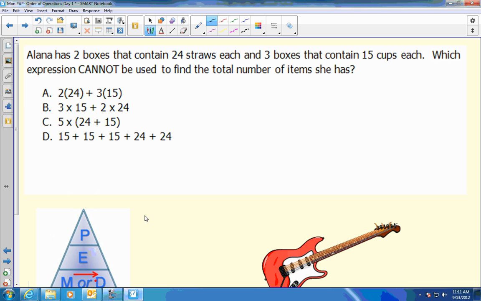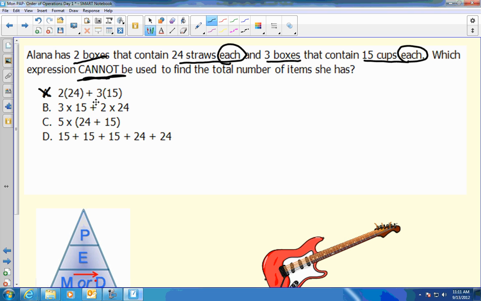Okay. Elena has 2 boxes that contain 24 straws each. So I'm going to underline that because that sounds like pretty important information. And 3 boxes that contain 15 cups each. Which expression cannot be used to find the total number of items she has? So she's got 2 boxes of 24. Of means multiply, so that sounds okay. And, which means addition, she has 3 boxes of 15. So that one sounds good to me.